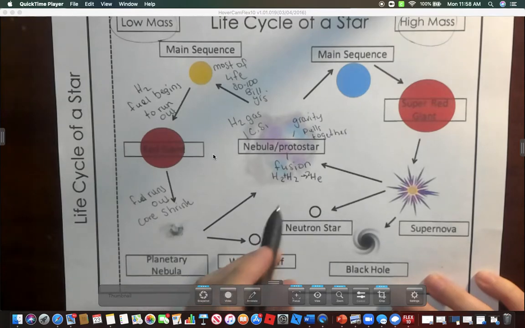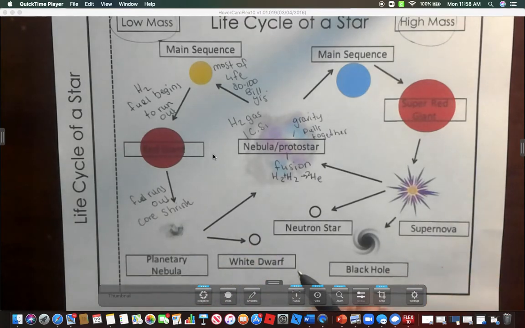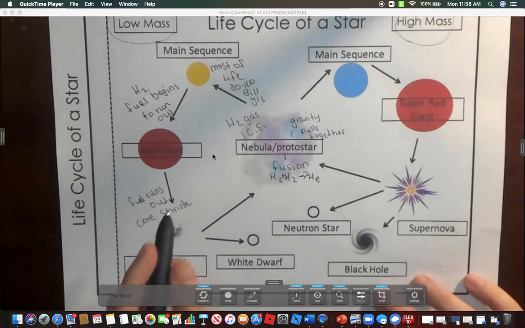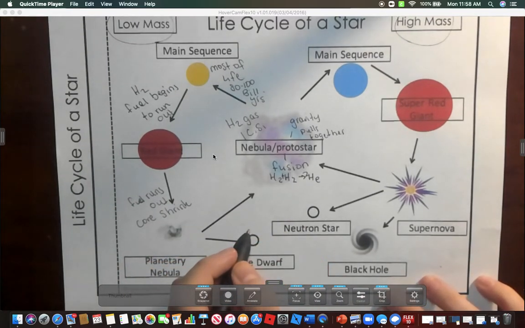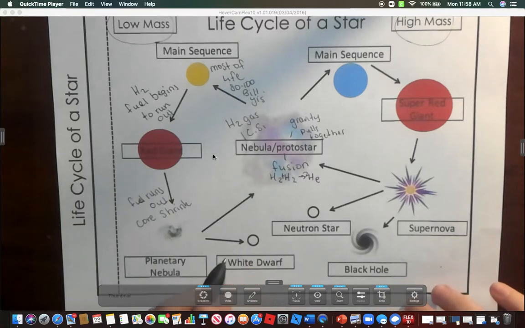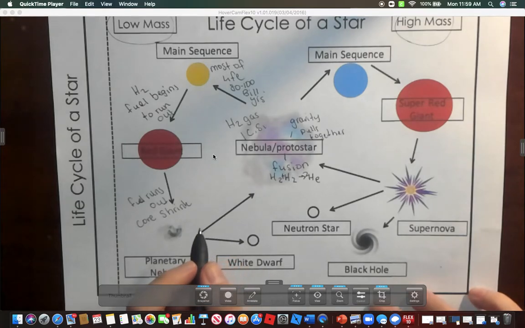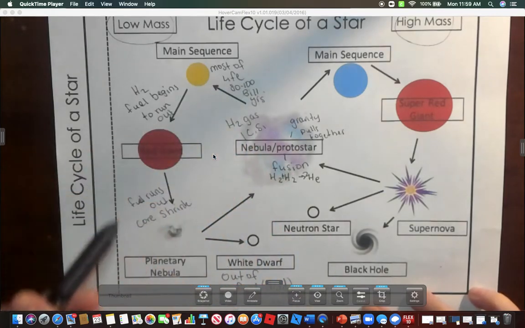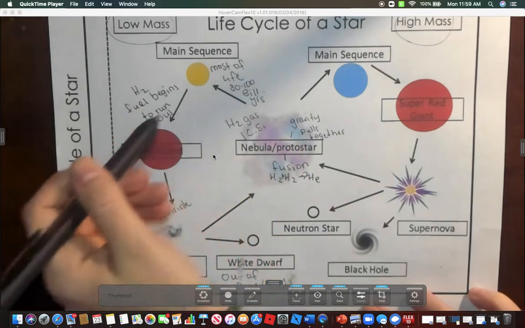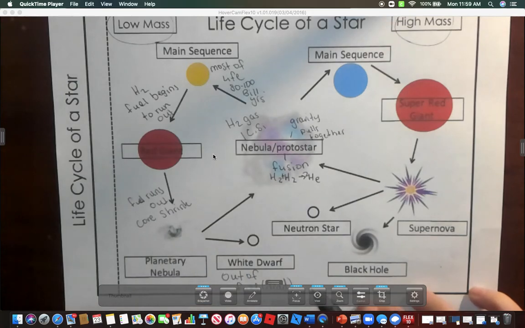And then we're going to have our last phase. It's a white dwarf. A white dwarf is basically going to be when the star is out of fuel, so it's basically going to be a dead star. Now, at this point, the star can completely die, or that nebula can form a new star. So it's a cycle, as you can see on the low mass side.